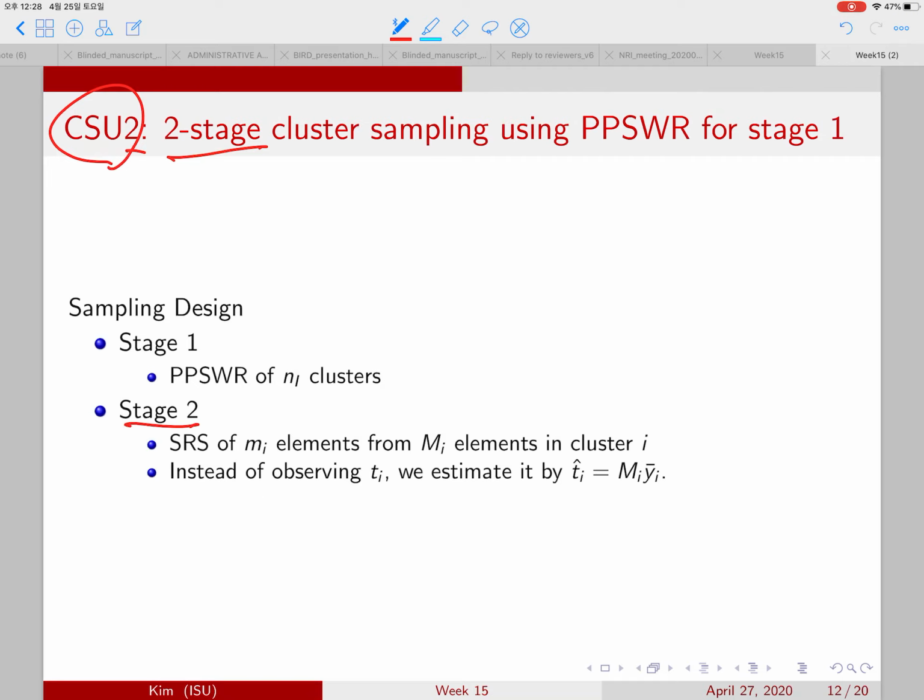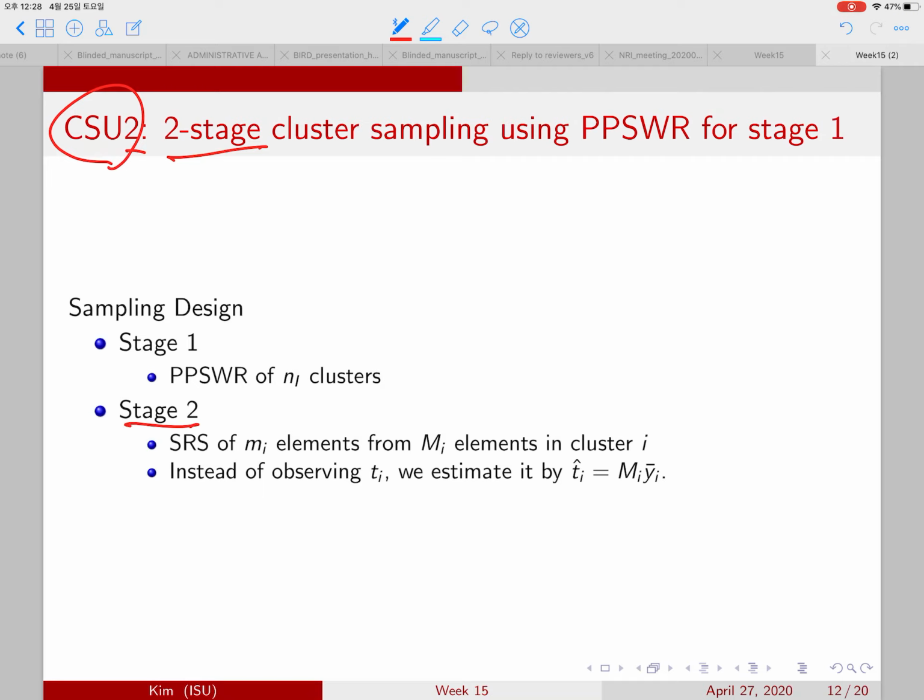Basically, step 1, you compute T hat k. That's the most important one. That is T_i divided by pi if T_i is known. If not, then we use T_i hat. Okay, so that's step 1. Step 2, you compute this, take the average, right? Step 3, compute the variance estimation.